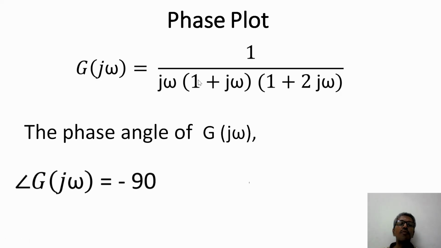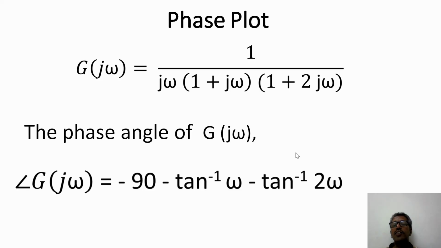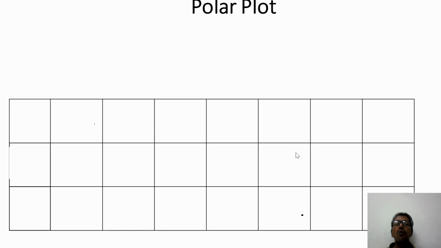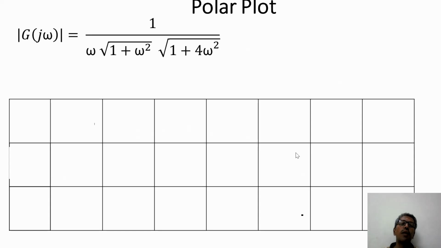The next term is 1 plus j omega in the denominator, so minus tan inverse of omega. The next term is again in the denominator, 1 plus 2 j omega, so minus tan inverse of 2 omega. Now we get the magnitude plot and phase plot.